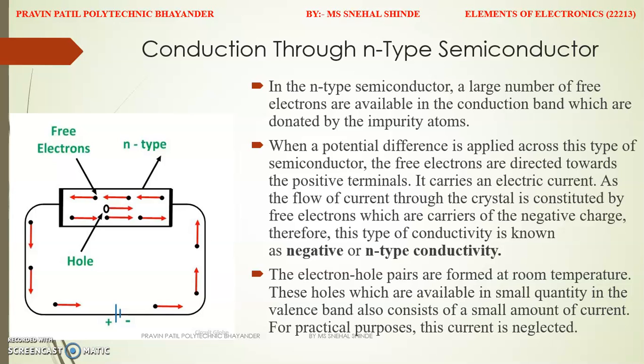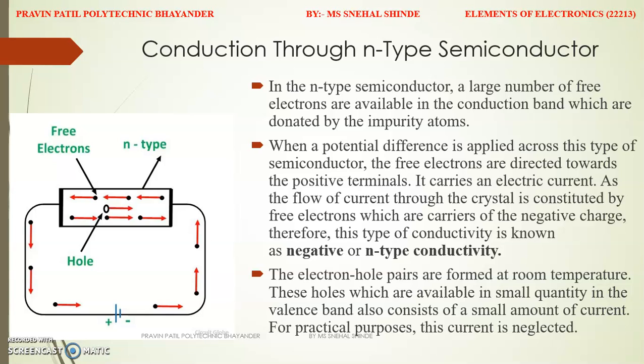In the N-type semiconductor, a large number of free electrons are available in the conduction band, which are donated by the impurity atoms. When a potential difference is applied across this type of semiconductor, the free electrons are directed towards the positive terminal of the battery. It carries an electric current.